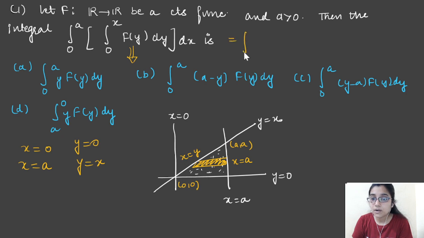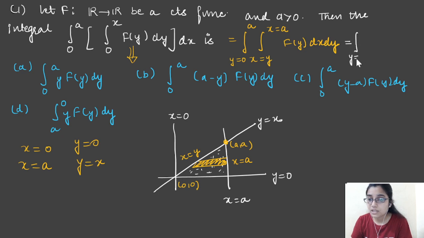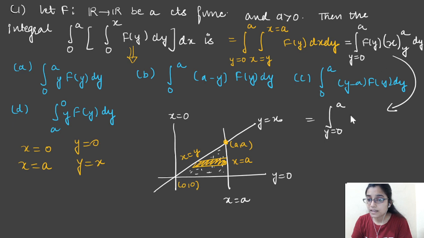So what I will do now, I'll just keep it like this. This is going from x is equal to y to x is equal to a. This was from left to right, bottom to top. This is y is equal to 0, and this is y is equal to a. So it is going from y is equal to 0 to a, and this is f of y dx dy. Now I'll integrate it with respect to x. If I am integrating with respect to x, I'll treat y as a constant. So this is going to be x from y to a, and this is dy. So what did it come out to be? It came out to be integral y from 0 to a, and once you apply the limits, you will get (a minus y) f of y dy.